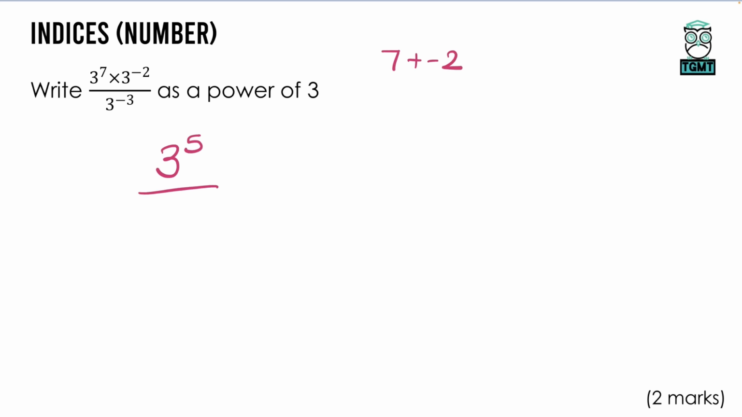We then have 3 to the power of negative 3 on the bottom. Now, when we are dividing, we can subtract the powers. So the next calculation that we need to do is 5 take away negative 3. And again, you can type that into the calculator, but 2 negatives next to each other like this turn into a plus. So 5 add 3 would give us the power of 8. So we have 3 to the power of 8.